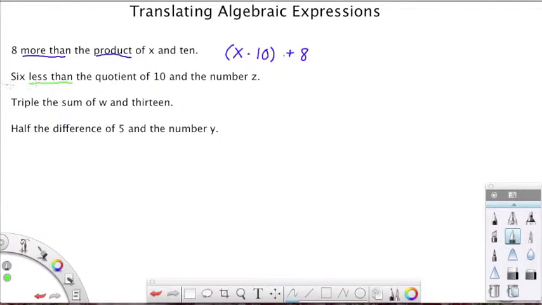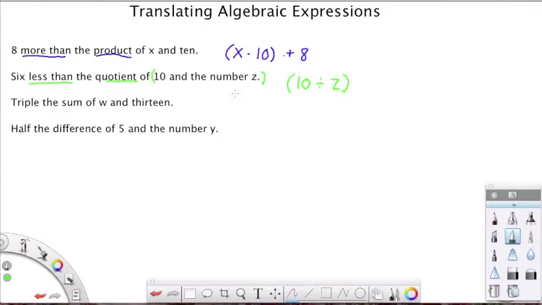It's 6 less, okay? A lot of us would like to just write down 6 right away, then put minus after it, but no, it's saying 6 less than something. So we need to say 6 less than what? Well, it says the quotient of 10 and the number z. Quotient, when you hear quotient, you've got to think division. More specifically, the quotient is the answer to a division problem. So let's write that division problem down. The division problem is 10 divided by z. Okay, so that's the quotient.